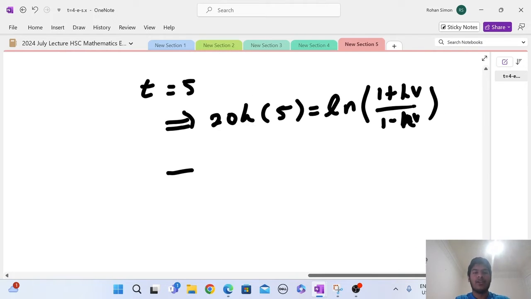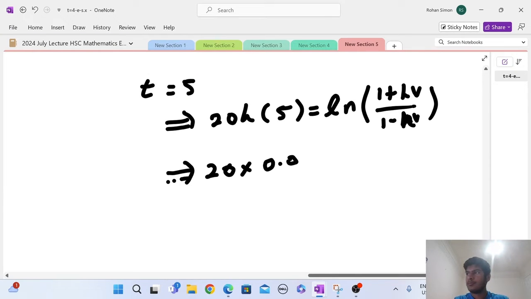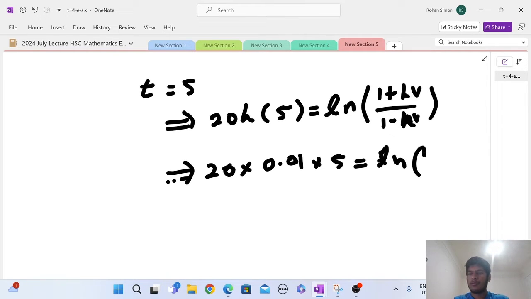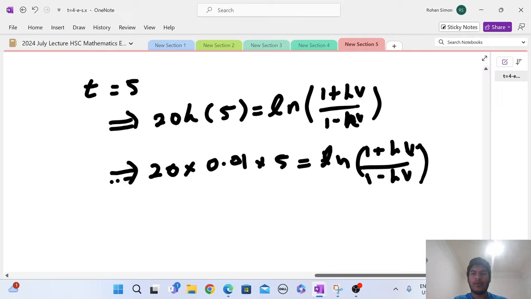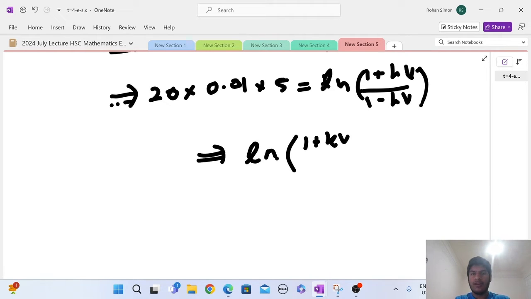And so we end up with 20 times our k value, which was 0.01, times 5 equals ln of (1 plus kv) over (1 minus kv). And nicely enough, the left-hand side, if you evaluate that in your calculator, turns out to be 1. So we end up with ln of (1 plus kv) over (1 minus kv) equals 1.